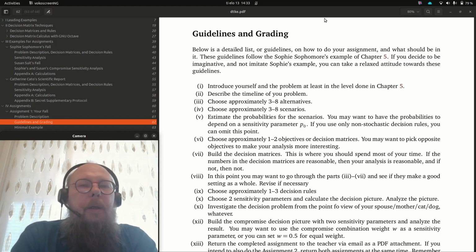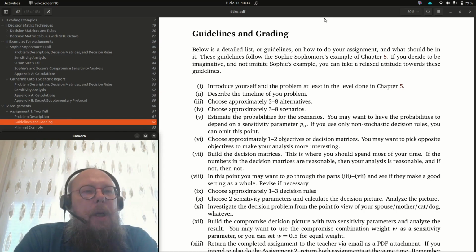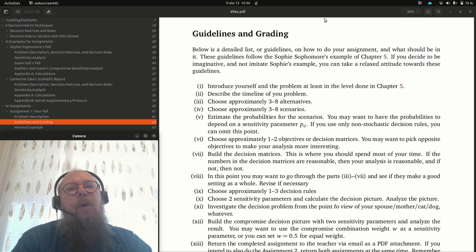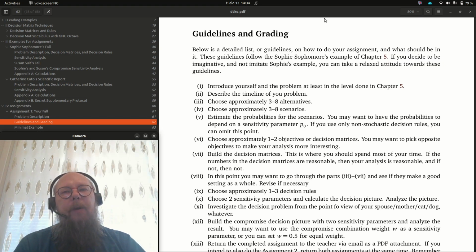And now we are in Chapter 7, Section 2, and we look at the guidelines and grading on your first assignment, Your Fall. And so here is the list. I will go through this list on how to do your assignment and what should be in it. And the guidelines follow the Sophie's Sophomores example of Chapter 5.